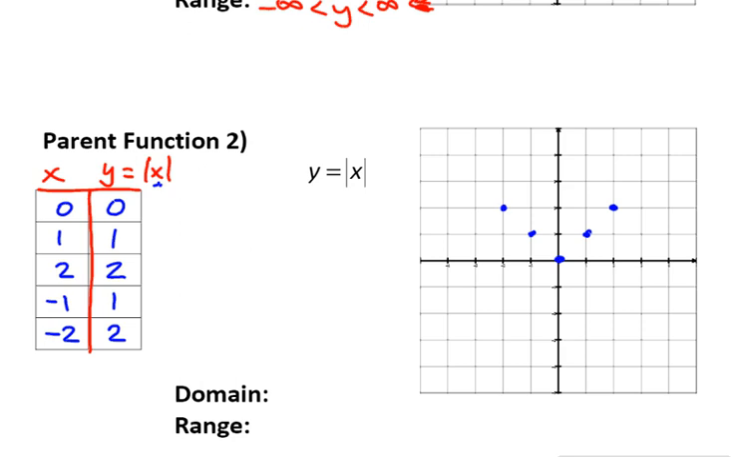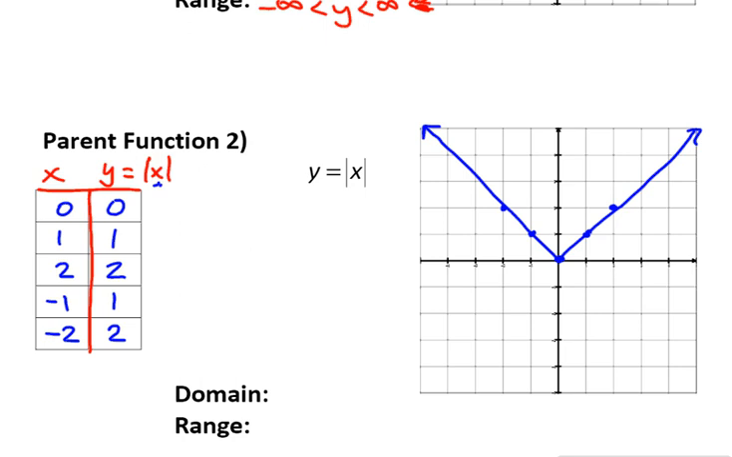So now take a look at that. It's going to form a V. You can just see it. It's like this is a line here, going to continue out that way. And a line here that's going to continue out that way. So an absolute value forms a V at (0, 0).